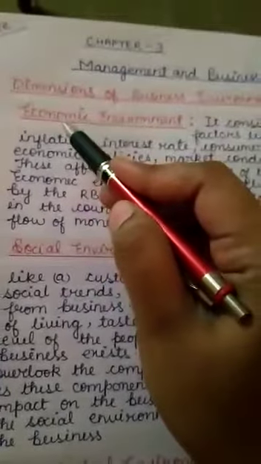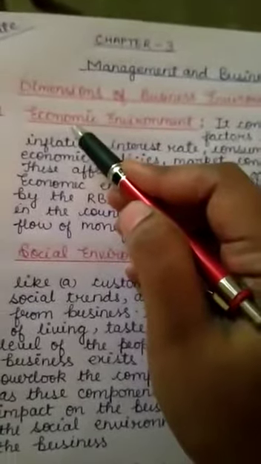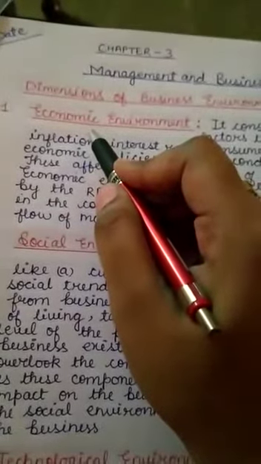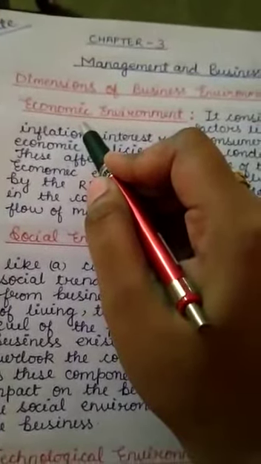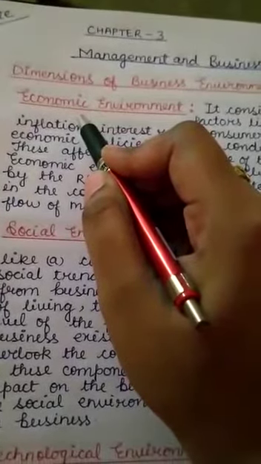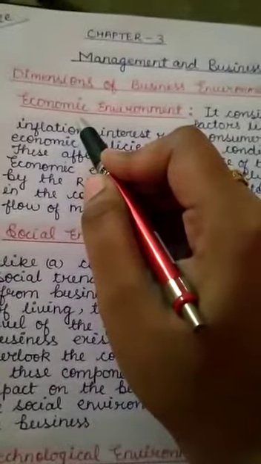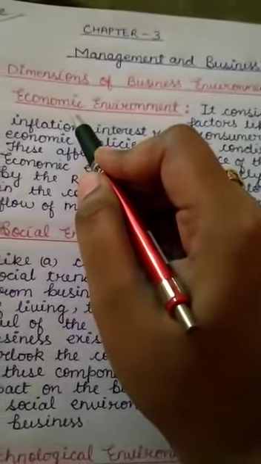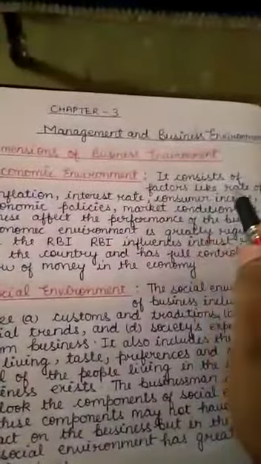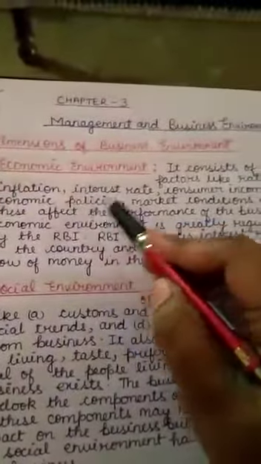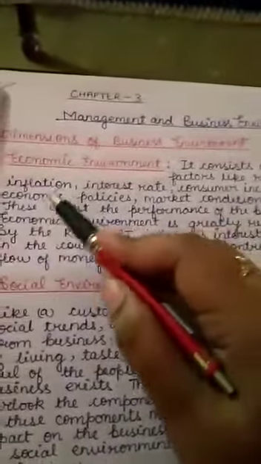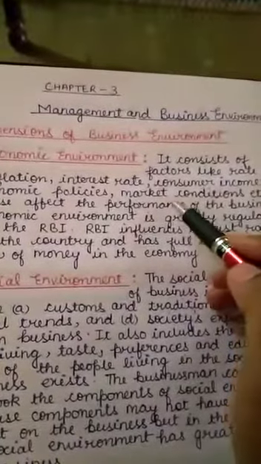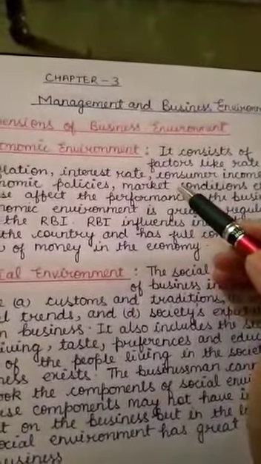So first of all, our first dimension or aspect of business environment is economic environment. What is the meaning of economic environment? The term economic environment refers to all the external economic factors that influence buying habits of consumers and businesses and therefore affect the performance of a company. It consists of factors like rate of inflation, interest rate, consumer income, economic policies, market conditions, etc. Students, I will explain all of these terms to you, so listen carefully.